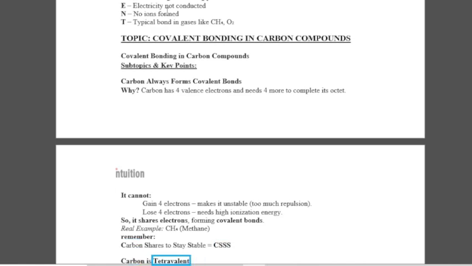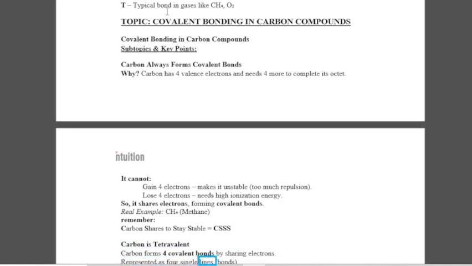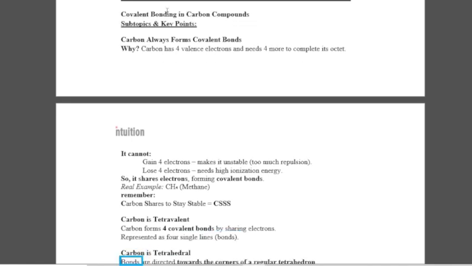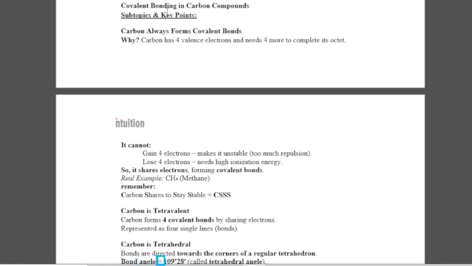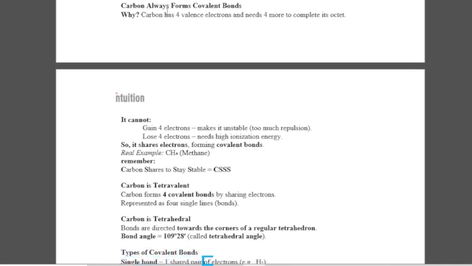Carbon is tetravalent. Carbon forms 4 covalent bonds by sharing electrons, represented as 4 single lines, bonds. Carbon is tetrahedral. Bonds are directed towards the corners of a regular tetrahedron. Bond angle is equal to 109°28', called the tetrahedral angle.